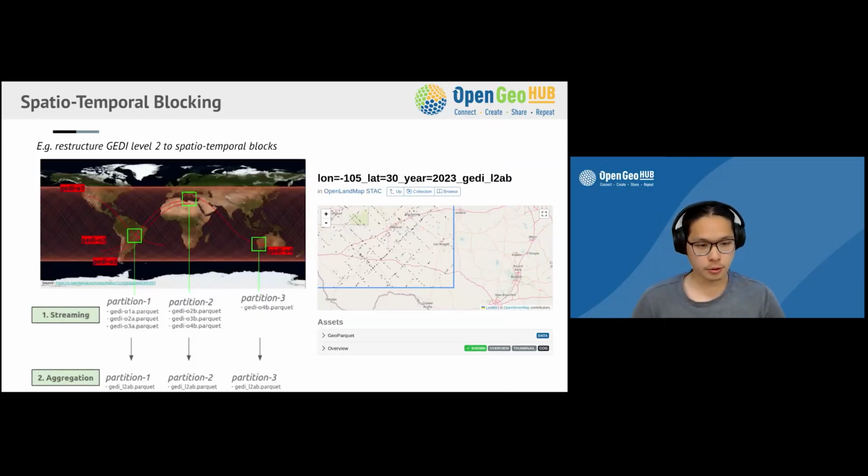The first thing we do is spatial temporal blocking, because the original data is organized by orbit. But within an orbit, it is hard to locate one position, so we have to see how many GEDI points or ICESat points are in one single spatial temporal block. So the first thing we have to do is reconstruct this spaceborne LiDAR into spatial temporal blocks. This is an example with GEDI. We use the Parquet algorithms to do the partition and get spatial temporal tiles, like 5 degree tiles yearly, to reorganize this data.